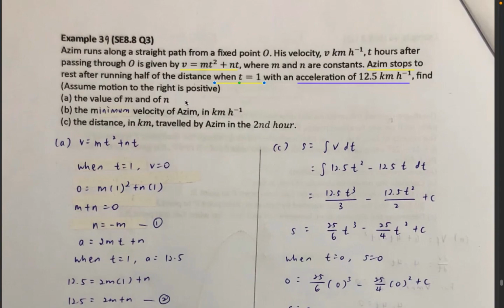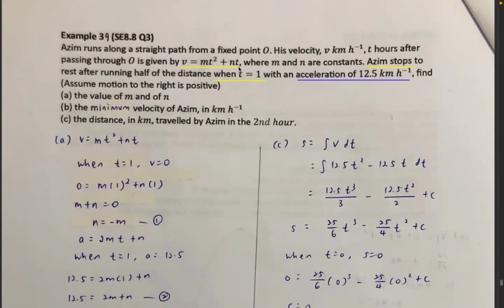A, find the value of m and of n. First of all, let's check the function given. We are given a velocity function, v equals to mt squared plus nt, and the information related to velocity is Azim stops at t equals to 1. When Azim stops, v equals to 0. So we sub t equals to 1 and v equals to 0 into the velocity function. Then we have an equation m plus n equals to 0. That means n equals to -m.